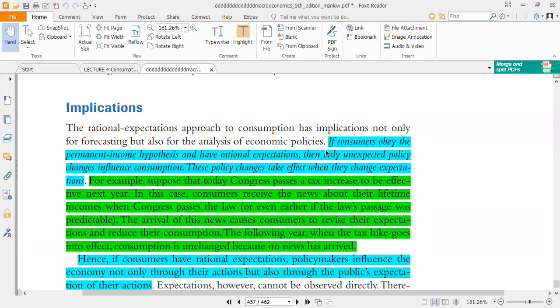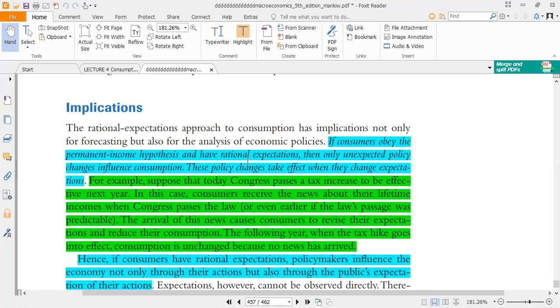Now we are just following the things that I've highlighted. I'm saying that the random walk hypothesis has implications for economic policies. How is this true? If we assume that the consumers are obeying the permanent income hypothesis and also have rational expectations, then only unexpected policy changes can affect consumption. Only what? Unexpected policy changes can affect consumption.